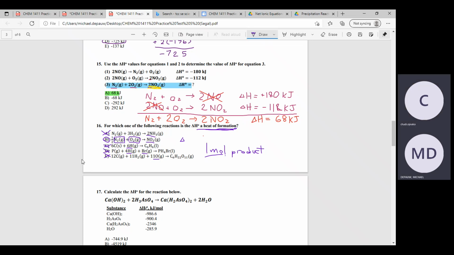So the reaction has to produce 1 mole of the product. Otherwise, A would be a heat of formation reaction if it was only forming 1 mole, because those are elements in their standard state. But the problem is it forms 2 moles, and therefore it's not a delta H formation reaction.